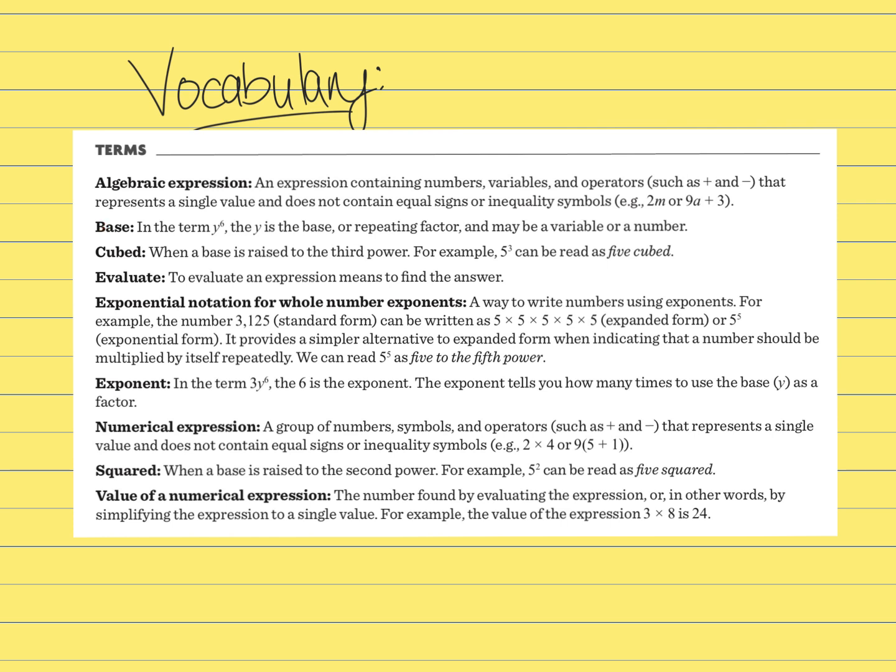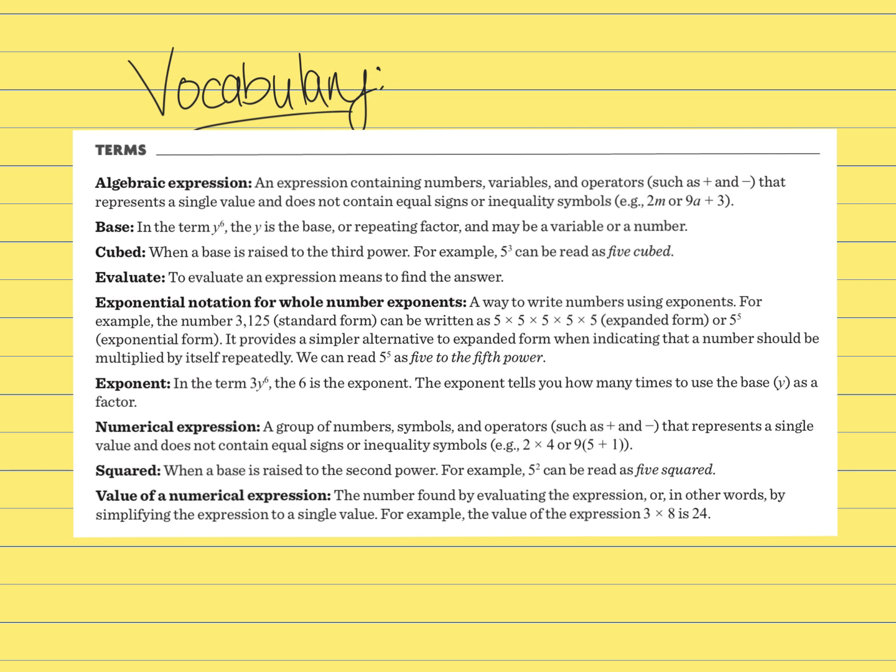A base. In the term y to the 6th power, the y is the base or the repeating factor and may be a variable or a number. So in this case, 2 is the base, 9 is the base. Actually, not in these, because the base is only when we're talking about exponents. My bad. All right, cubed. When a base is raised to the 3rd power, for example, 5 to the 3rd power, it can be read as 5 cubed.